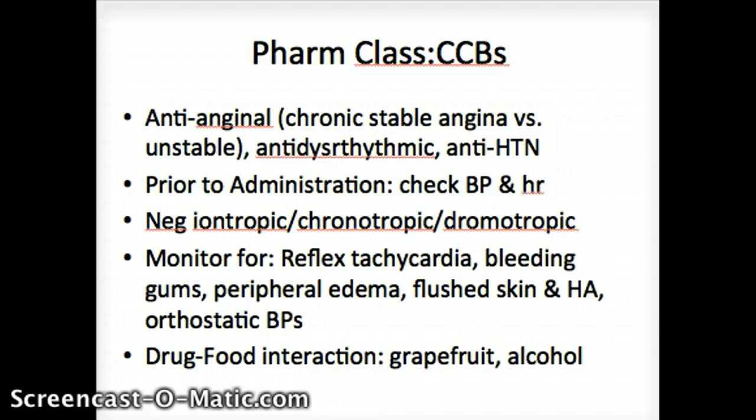The last thing I wanted to tell you about with these CCBs is they have a lot of random uses. As you can see, there are already several up here, and these are really only the very common ones. There are also things like Nimotop, which is actually used for subarachnoid hemorrhage patients. I see that commonly. Procardia can be used during hypertensive crisis, for hiccups, and to help prevent migraines.